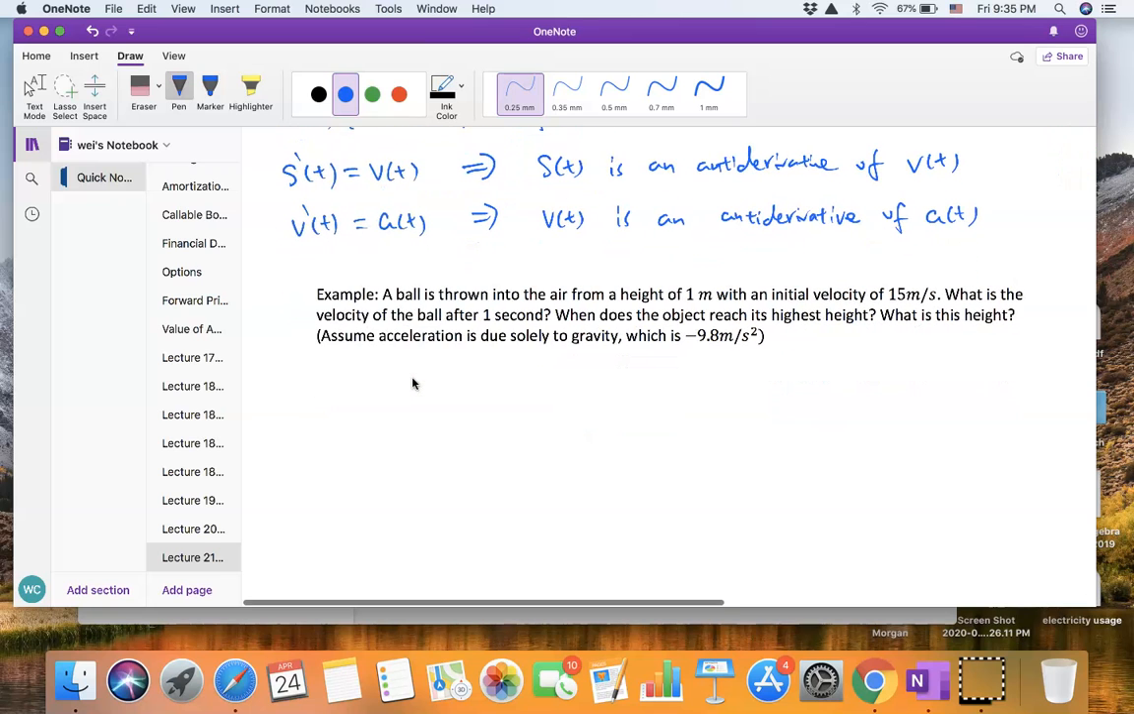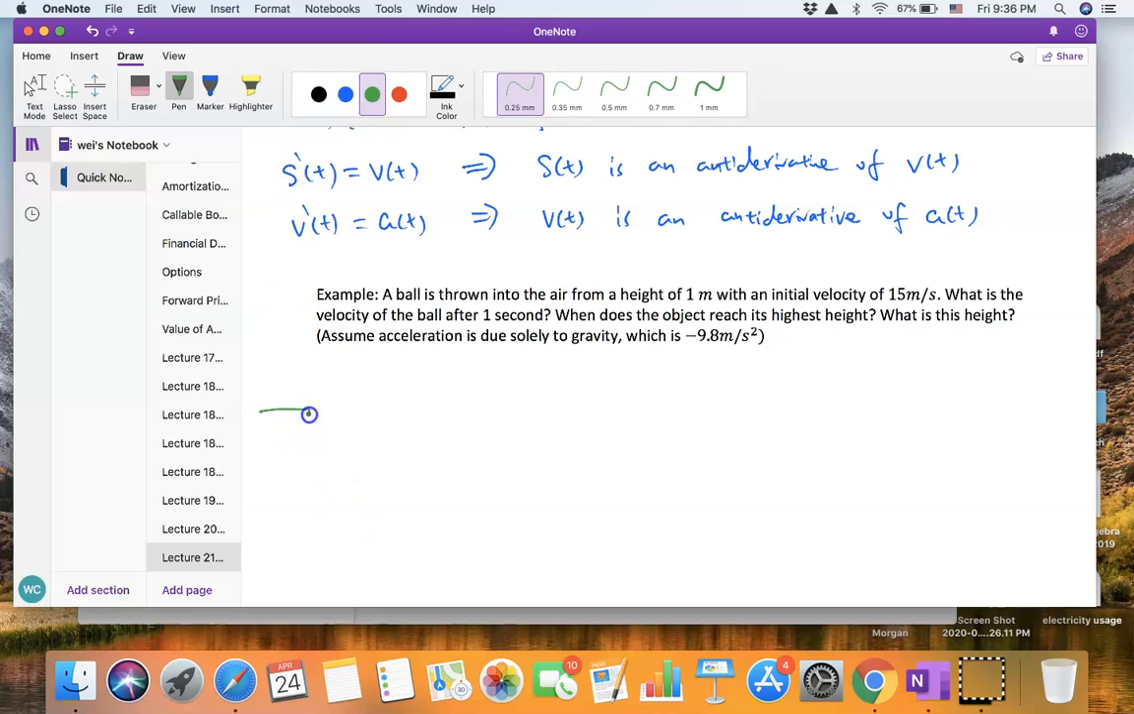Okay, now let's take a look at this example. A ball is thrown into the air from a height of 1 meter with an initial velocity of 15 meters per second. What is the velocity of the ball after 1 second? When does the ball reach its highest height? And what is this height? We assume the acceleration is due solely to gravity, which is a negative 9.8 meters per second squared.